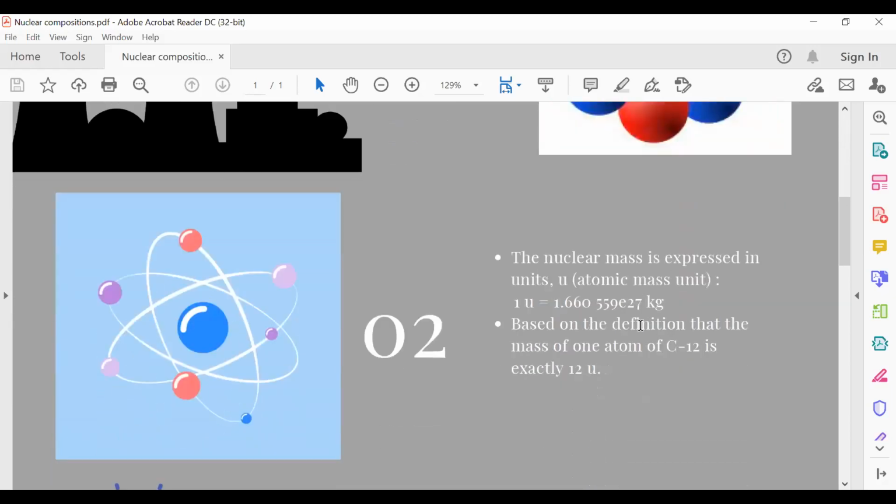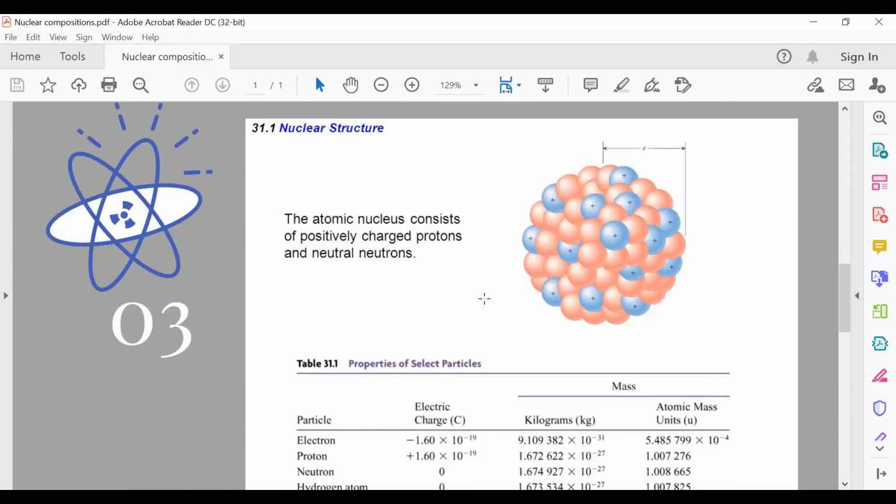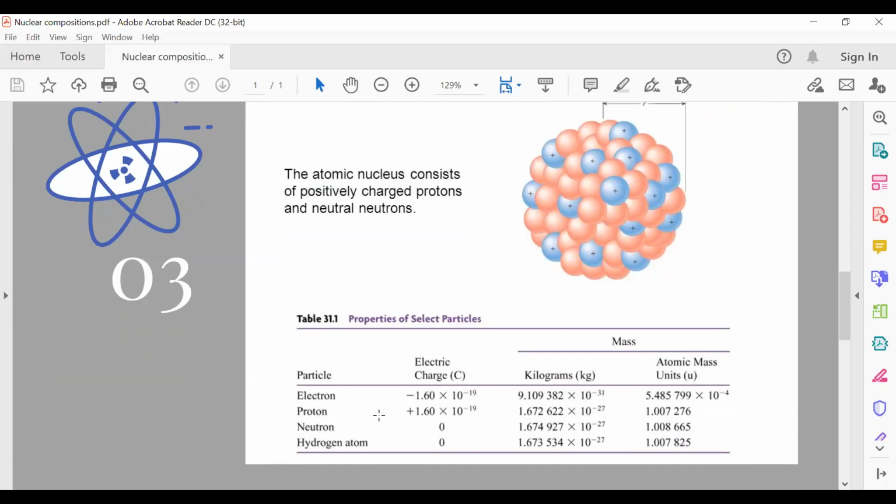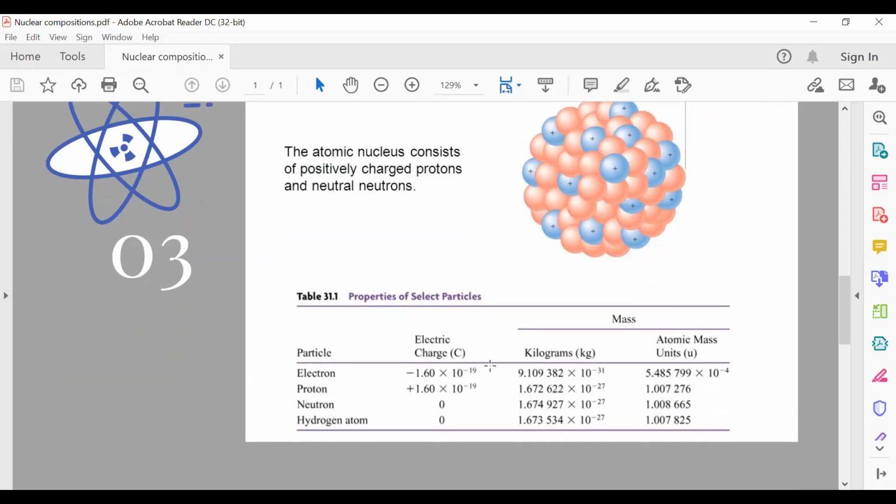And then the second point is the nuclear mass, which is the atomic mass unit, expressed in the unit u, which is 1.660559 times 10^-27 kilogram. And this is based on the definition that the mass of one atom of carbon-12 is exactly 12 u. And in this diagram, as we can see, the proton, which is a stable subatomic particle, has a positive charge equal in magnitude to a unit of electron charge, which has a negative charge. The mass of a proton is 1.672 times 10^-27 kilogram, which is 1,836 times the mass of an electron. So proton is much heavier than electron.